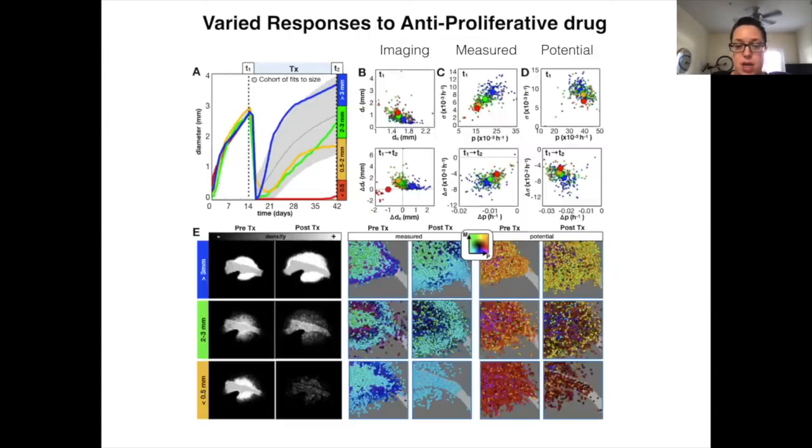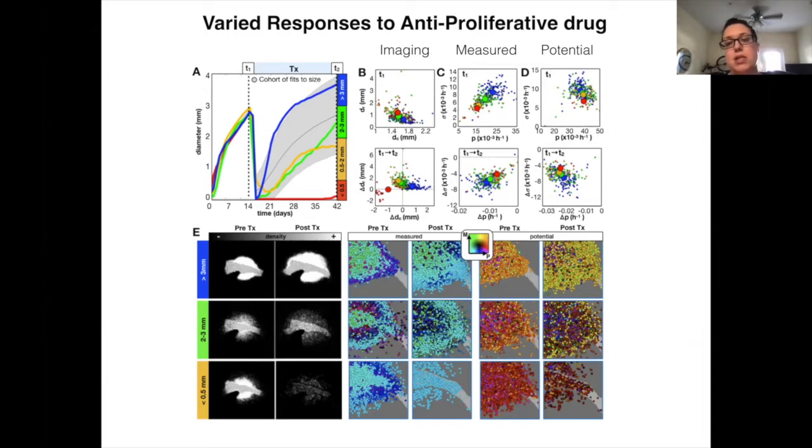And then, ultimately, what this comes down to is that because of these differences, you also have differences in response. So now we have applied this anti-proliferative drug to these different types of tumors, and you can see how the average pans out in gray in A, and then how several of these other tumors fare. And what's interesting is that there are a few things.